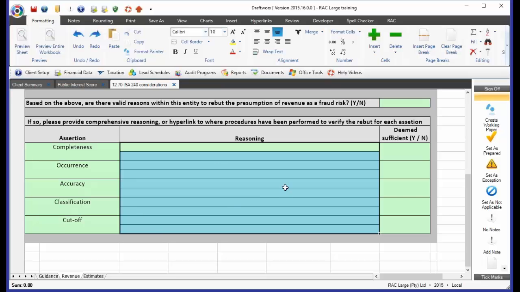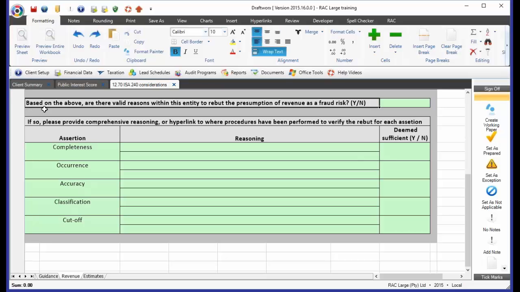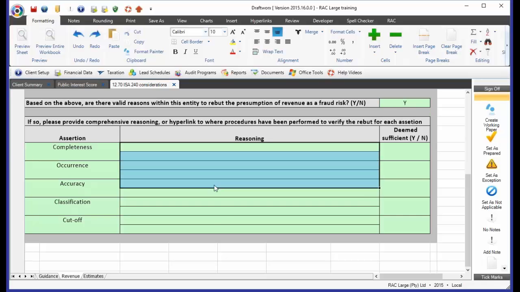So what we're trying to do here on this working paper is, we've got a question here. Based on the above, are there valid reasons within this entity to rebut the presumption of revenue as a fraud risk, yes or no? Now, if I say yes, we can rebut this presumption, then we need to go and give reasons for every single assertion. It's no good documenting just, no, there is no fraud risk. We've got to give a reason why. Now, in a property company, what I would say is that we've got very few invoices. It's very easy to trace whether or not those invoices are in fact for the valid amounts, that there's no attempted fraud related to the revenue. It's easy to test, whatever the case might be, document that.